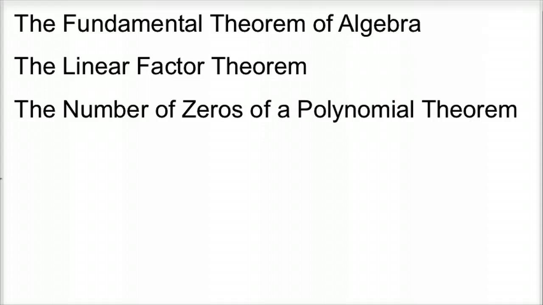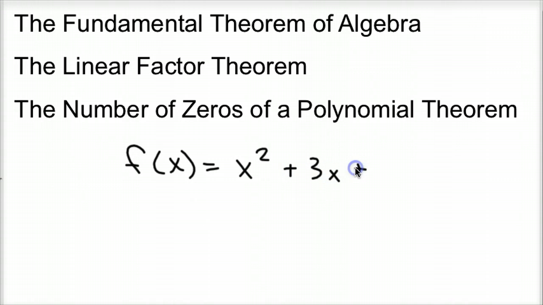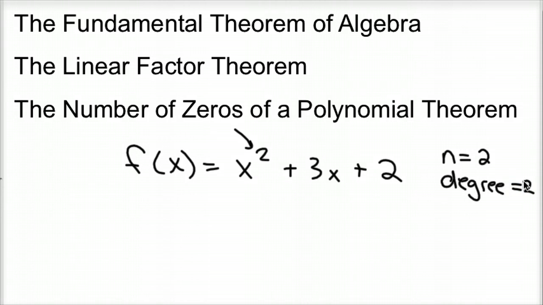but essentially it's this. If you have an equation or a function, let's say f of x equals x squared plus 3x plus 2, for instance. Something like that. Essentially, I know that there are two roots to this equation because of the highest power of the polynomial. And in our case, it's a 2. So we say n equals 2, or the degree equals 2. So this is a second degree polynomial, which tells me that there are two roots, or two zeros, two places where if you set this function to 0, there are two answers to this.